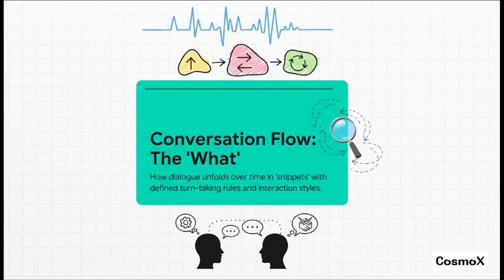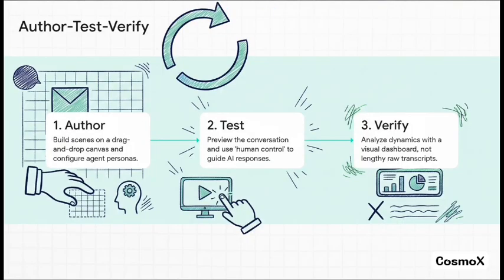The whole dialogue gets broken down into these little chunks called snippets. Just think of them as different phases of the conversation, right? You might have an opening snippet, then a debate snippet, and finally a consensus snippet. And for each one, you, the director, get to set the rules. You can define how turn-taking works and even set the overall vibe, like, is this a collaborative chat or a heated argument? And the actual process of creating is this really neat three-step loop: author, test, and verify.